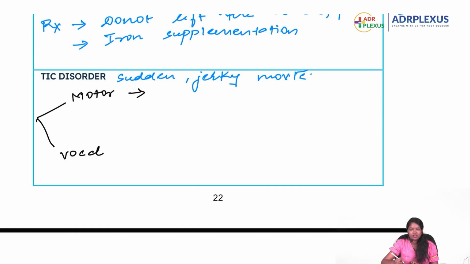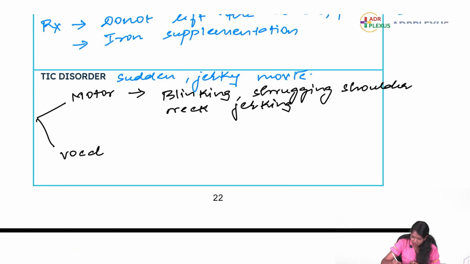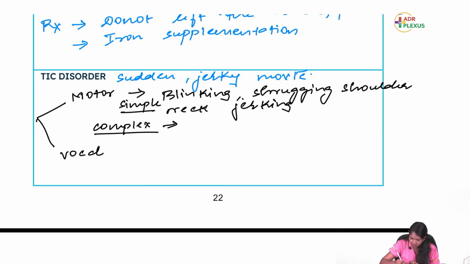Okay, common motor tics are blinking. You would have seen so many people. They will keep on blinking. That is one motor tic. Next is shrugging shoulders. Shrugging shoulders and neck jerking like this. That is neck jerking. All this will come under simple motor tics. Okay. So come to complex motor tics, you have two things.